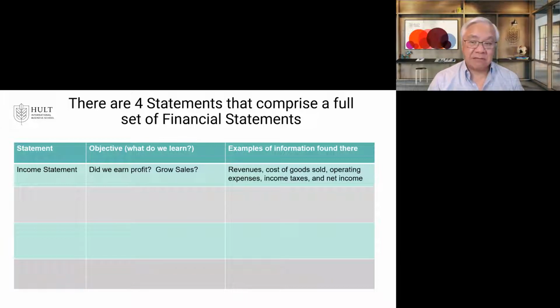Did you grow sales? And some of the information you'd find in that statement would be revenues, cost of goods sold, operating expenses like salaries and rent, income taxes paid to the government, and what is the bottom line, or net income. All right, so that's the first one. Income statement makes sense, revenues and profit.